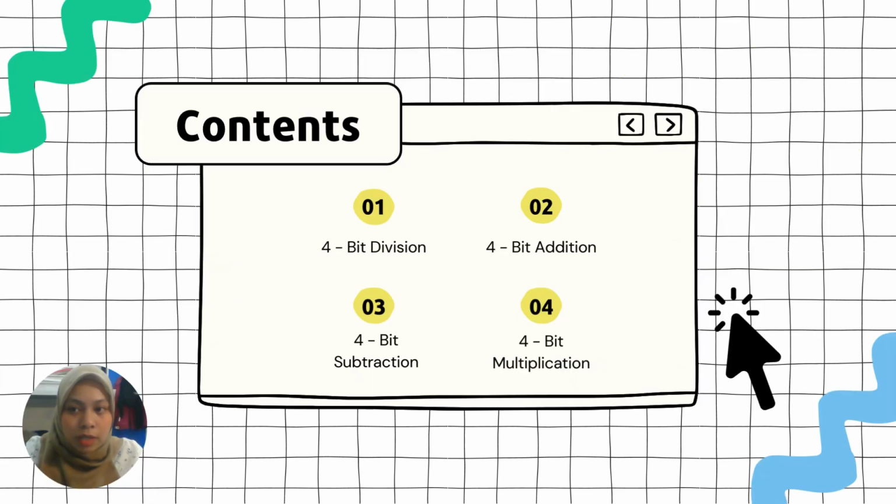For content, we divide it into 4 parts of topics, which are 4-bit division, which will be presented by Shahmi, 4-bit addition, which will be presented by Sabania, 4-bit subtraction, which will be presented by Nurhanim, and finally 4-bit multiplication that will be presented by me. And each section will have its own subtopics, which are introduction, objective, methodology, VHDL codes, result, and finally the conclusion.